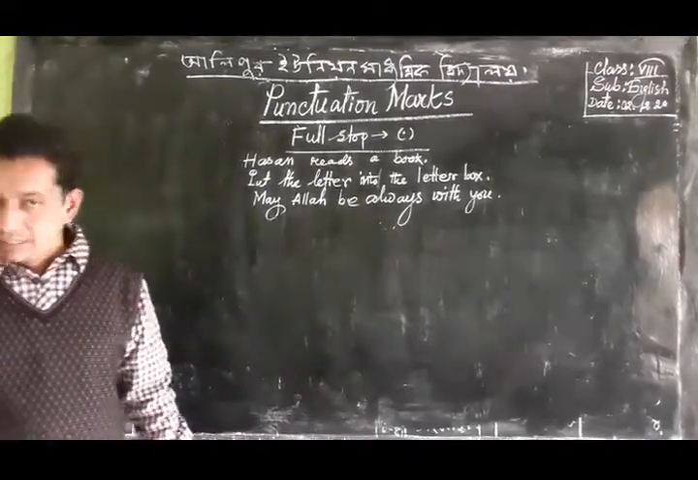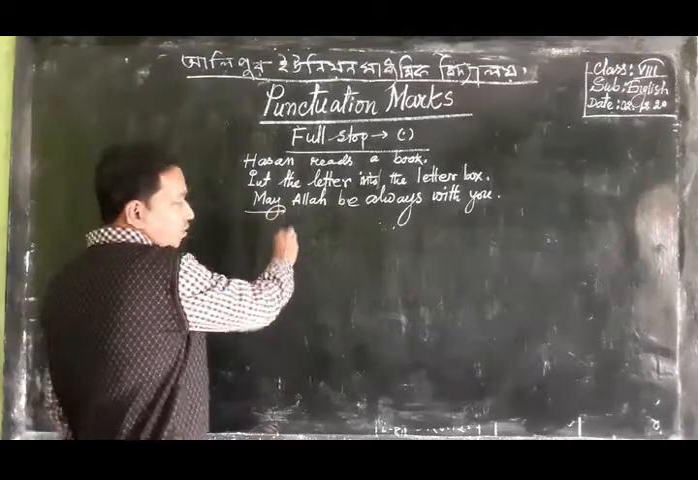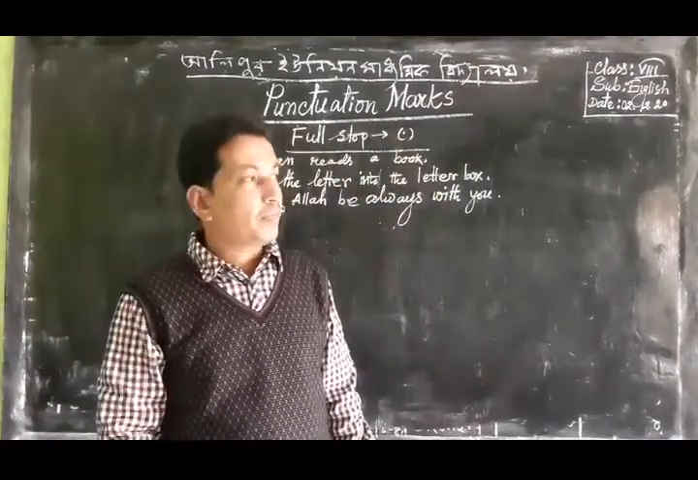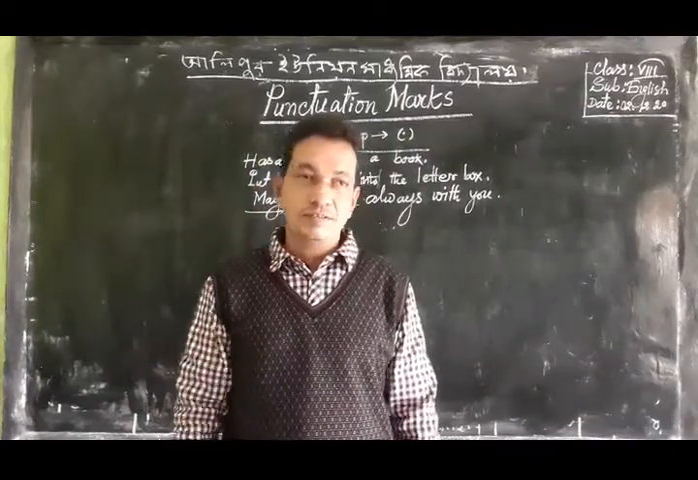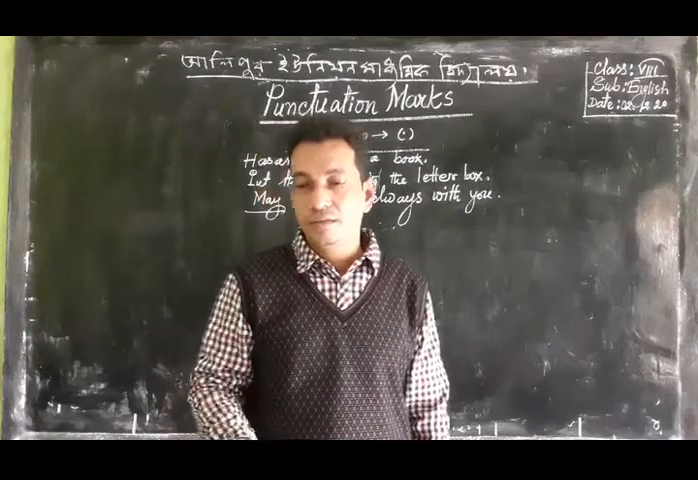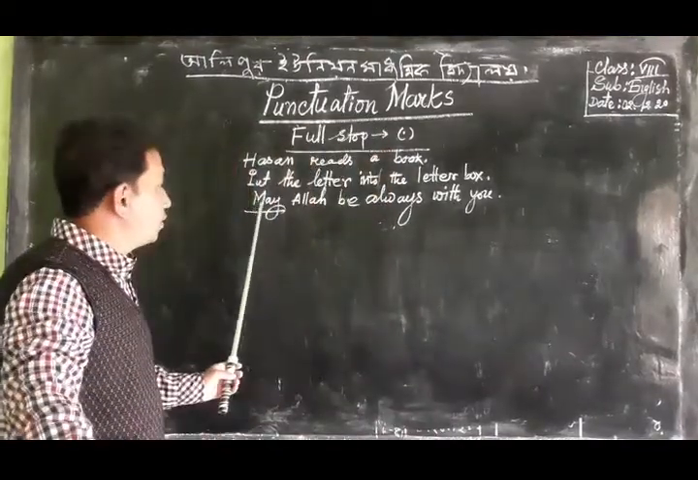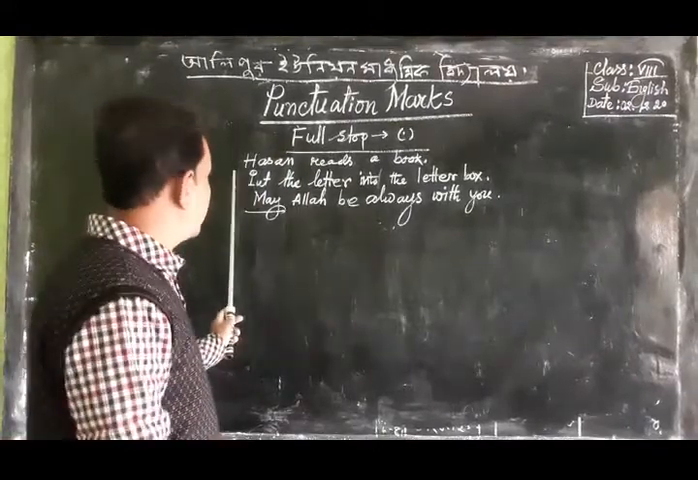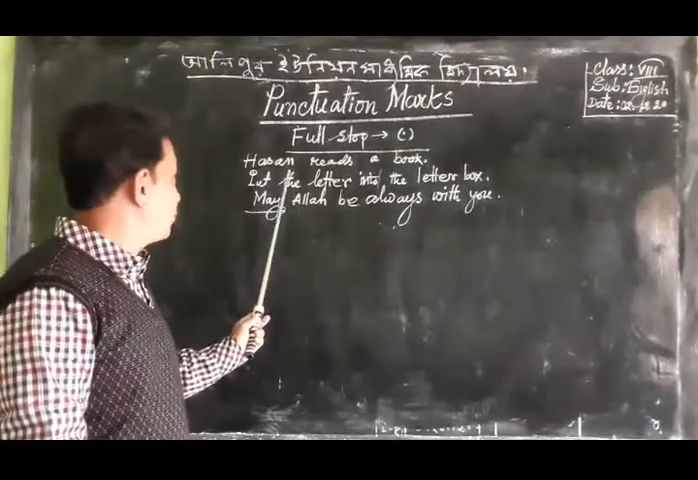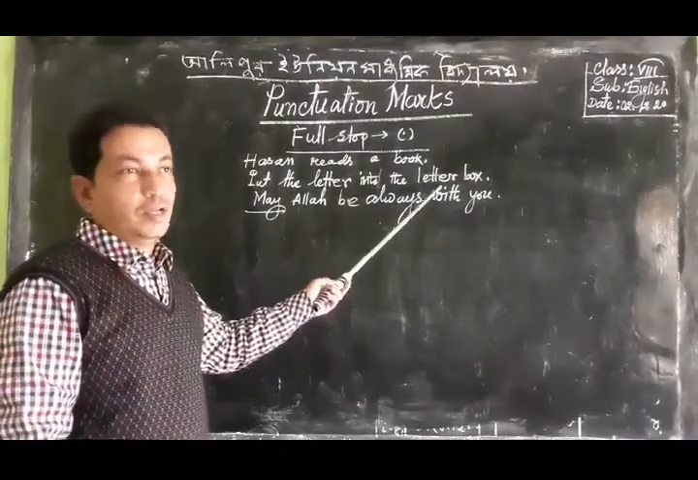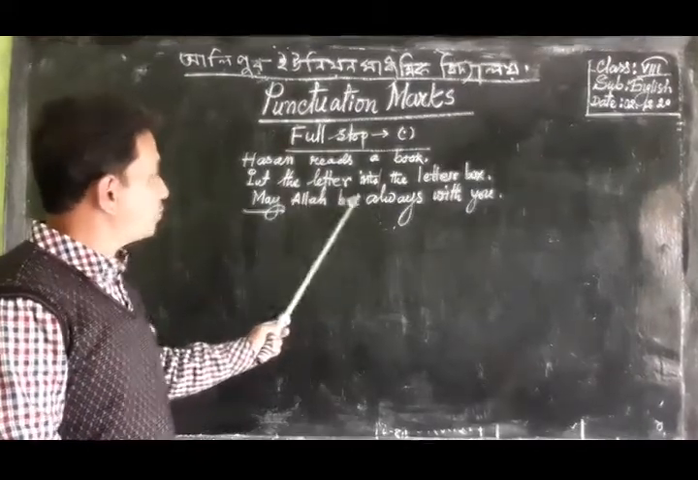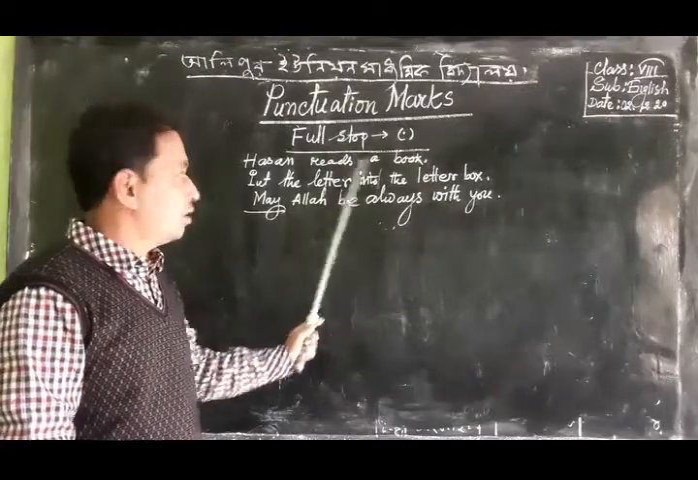And if the starting word is may or long, it is called optative sentence, because this sentence indicates prayer or wish of somebody. Okay, dear learners. So I have written three types of sentence. First of all, assertive sentence, and second, put the letter into the letter box, imperative sentence, and last, may Allah be always with you. This is called optative sentence.